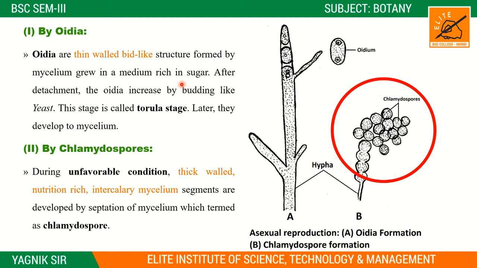This is a very thick-walled structure, and the chlamydospore is very rich in nutrition for growth and development. And intercalary mycelium means these chlamydospores are produced in the intercalary, the middle part, where they grow and develop. So this is the whole structure of the chlamydospore.